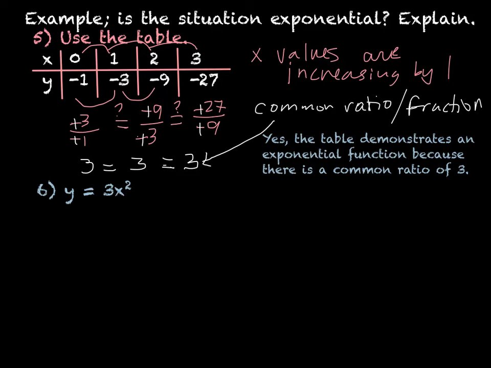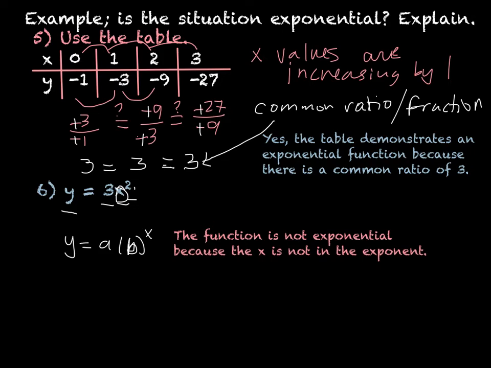Now this next one, we're going to look at our equation. We have y equals 3 times x squared. Okay, now an exponential function has to be y equals a times b, which is a number, to the x power. Since the x is not in the exponent, it's not exponential.